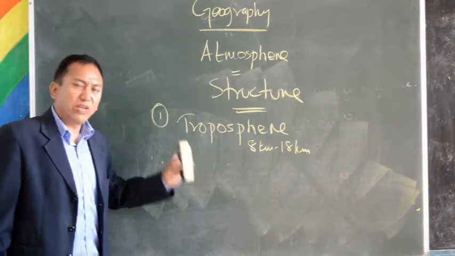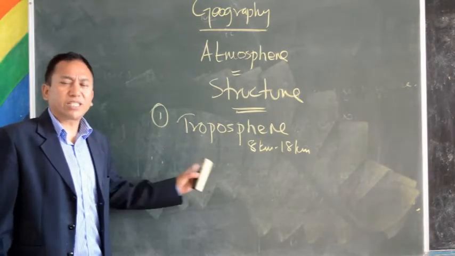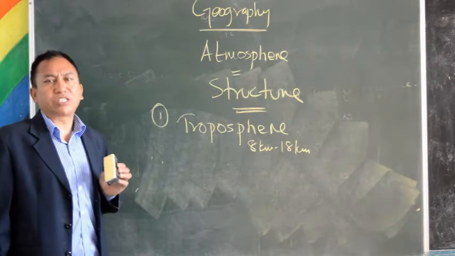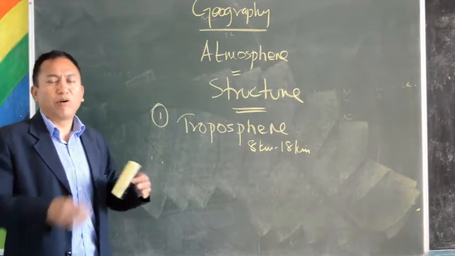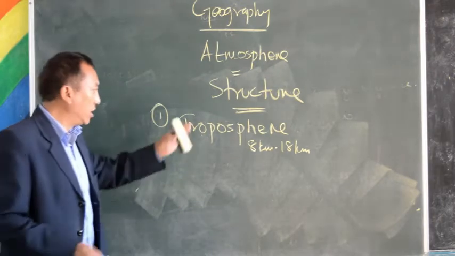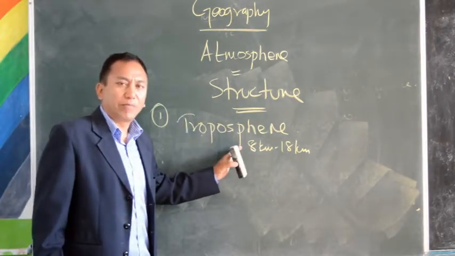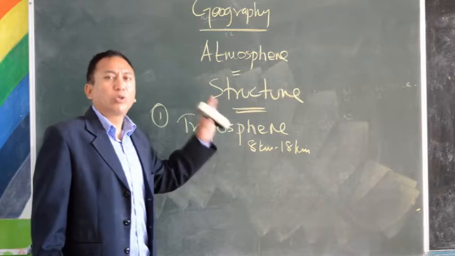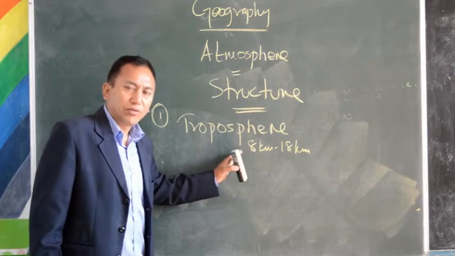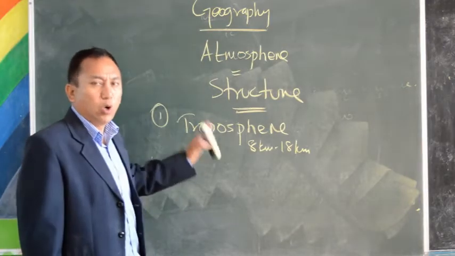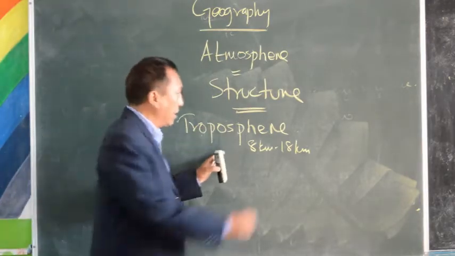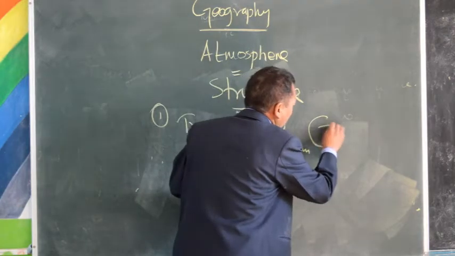Now, the troposphere is very, very important to all of us because in this layer, all the weather changes take place. The rainfall, the lightning, the thunderstorm, the formation of clouds, the water cycle, all of these take place in this layer, the troposphere. That is why the troposphere is so important. Above the troposphere, we have a layer called the tropopause.